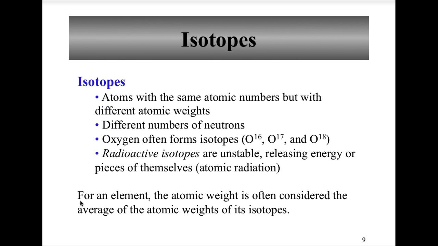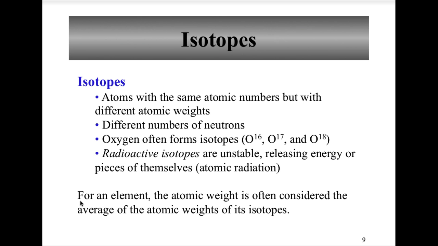So basically, the nuclei of some isotopes are stable, but then you have the nuclei of other isotopes that are unstable and break apart to become more stable. When the nucleus of an atom begins to break apart, it releases radioactive energy, and this is where a radioactive isotope comes into play. Radioactive isotopes are unstable, releasing pieces of themselves in the form of atomic radiation.